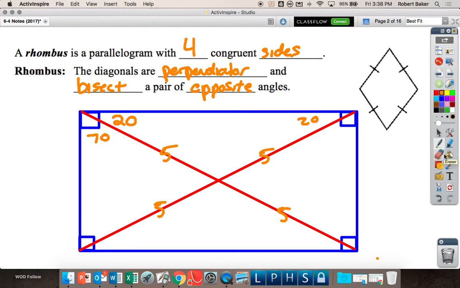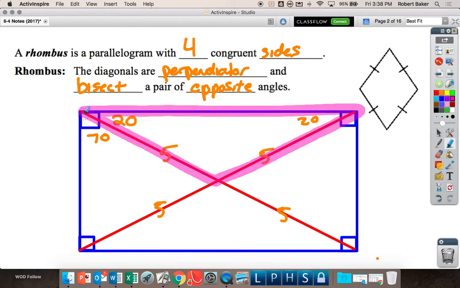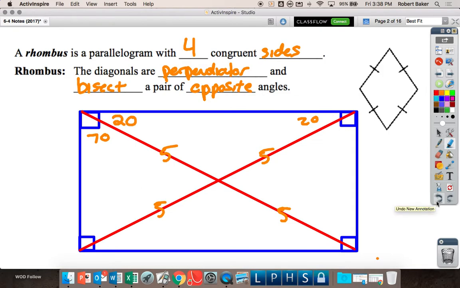The reason that you're correct, and most people don't see it: they're not alternate interior angles. What kind of triangle is this pink triangle? It's an isosceles triangle. Because it's isosceles, base angles have to be equal. That's why it is 20. And 20 degrees plus 20 degrees is 40 degrees. The insides of this isosceles triangle have to be 180.